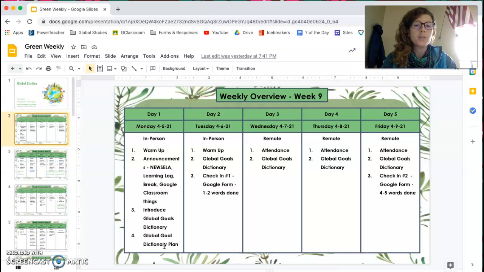Basically, you are creating a dictionary that has at least 8 words. You have 10 school days to do it, 4 in person and 6 remote. So if you can do 1 word a day, you have 2 days of wiggle room.